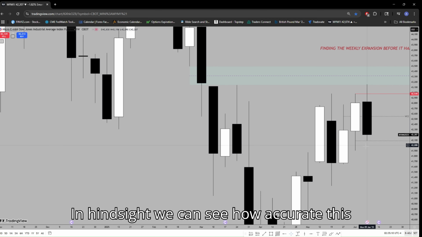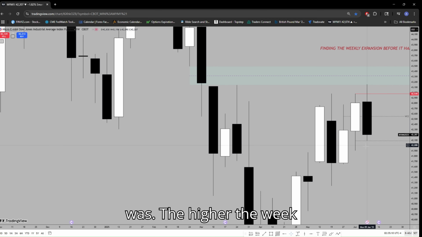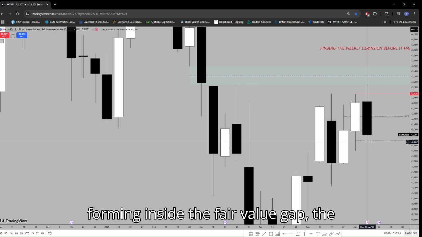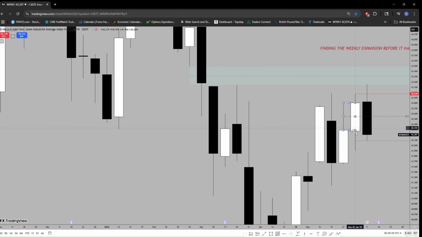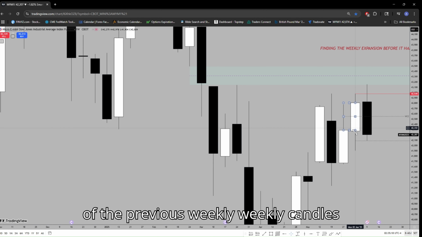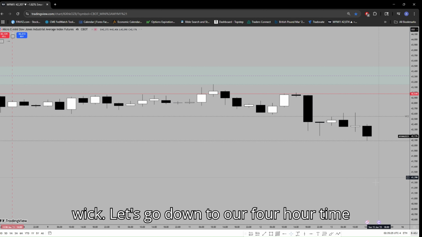In hindsight, we can see how accurate this was. The high of the week forming inside the fair value gap, the low of the week forming at 50% of the previous weekly candle's body. Let's go down to our 4-hour time frame.